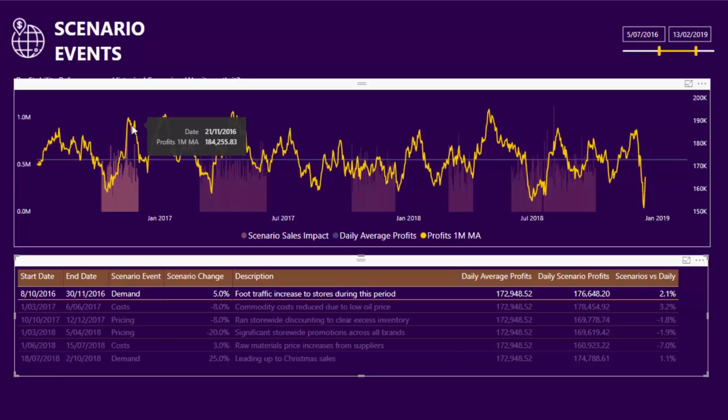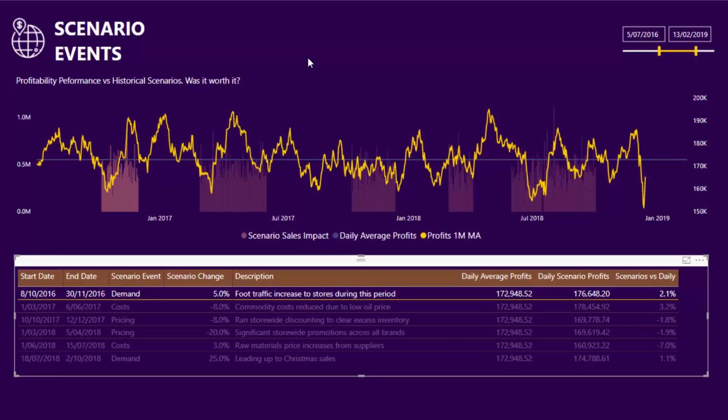And then judge, was it worthwhile? Did it have a positive or negative impact? And the great thing about setting it up in this table is that in this particular case, it did. And so I've got all these follow-up calculations which said, okay, well, here is our daily average. Here is what our average profits were during that period.